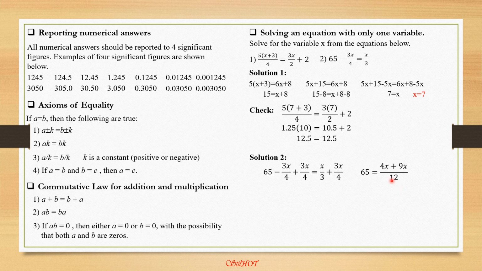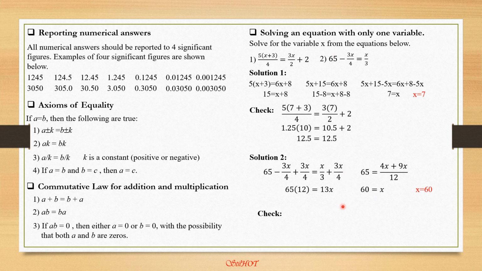Then multiply everything by 12. 65 times 12 equals 13x. Then divide everything by 13. So 65 over 13 is 5 times 12. So x is 60. So that's the solution to the second example.